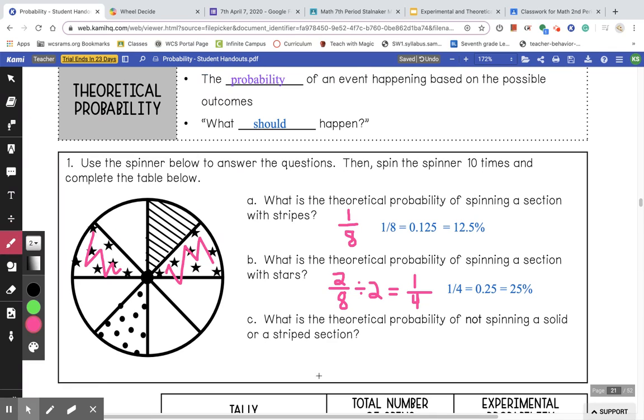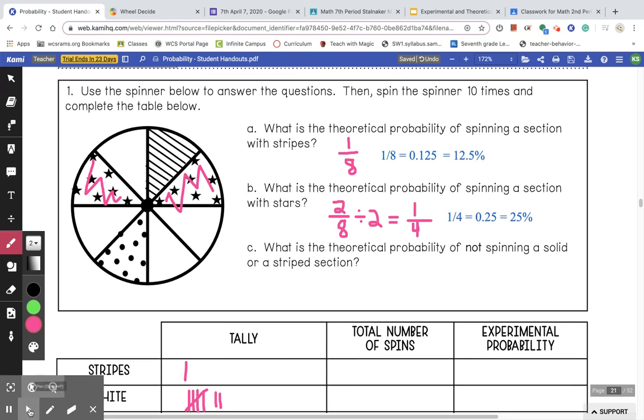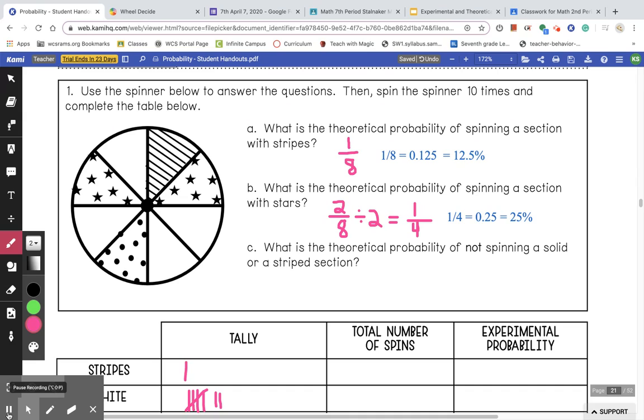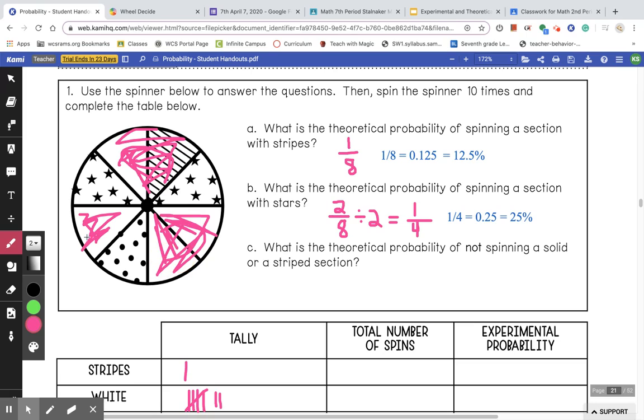And for the last question, what is the theoretical probability of not spinning a solid or a striped section? Okay, so not spinning. So I'm going to cross off a solid and our striped, because we're not including solid or striped. So what are we left with? We are left with 2 stars and 1 section with dots.